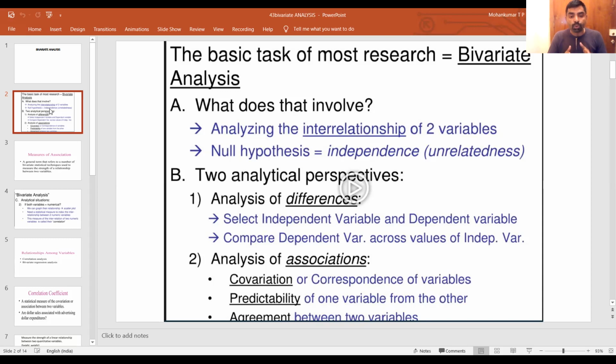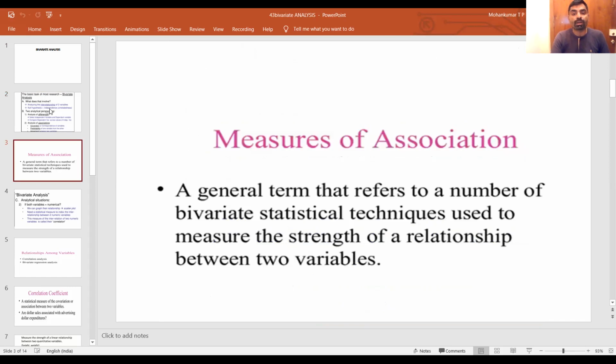Then there is also predictability of one variable from the other: among the two variables, is there any scope for predicting one variable from the other? Then we also need to understand whether this association has an agreement between the two variables or not.